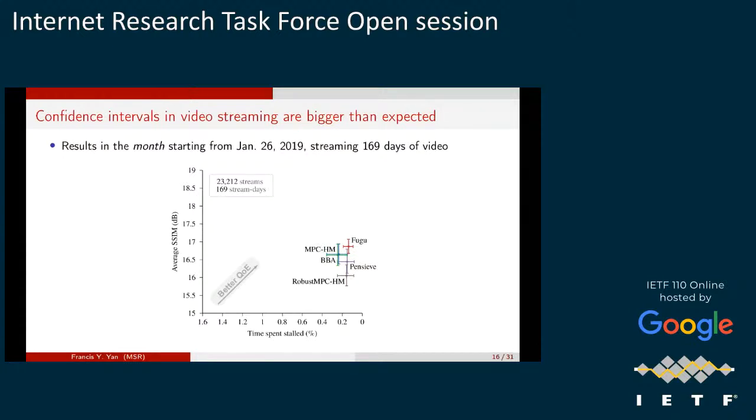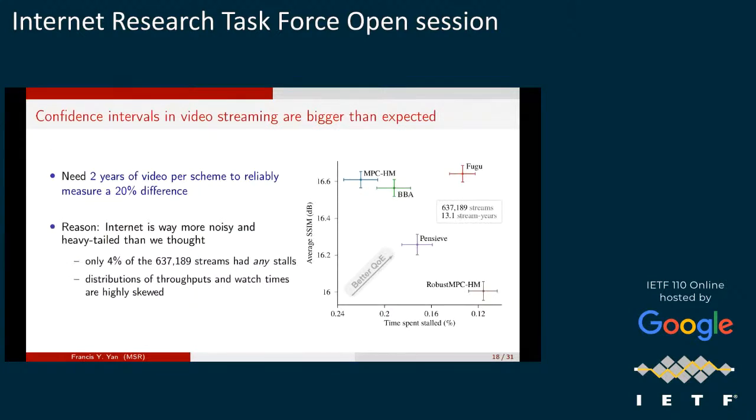After a month, about half a year of video were streamed, and now the confidence intervals became much smaller. However, we're still unable to distinguish some schemes. For example, MPC-HM and BBA have almost identical performance. But is that a reliable result? After running the experiment for 8 months, we ended up streaming more than 13 years of video to about 55,000 user IPs. And finally, let's zoom in on this figure. We're now able to narrow the confidence intervals down to 20% of the mean value. But remember, this is only possible after streaming at least 2 years of video per scheme.